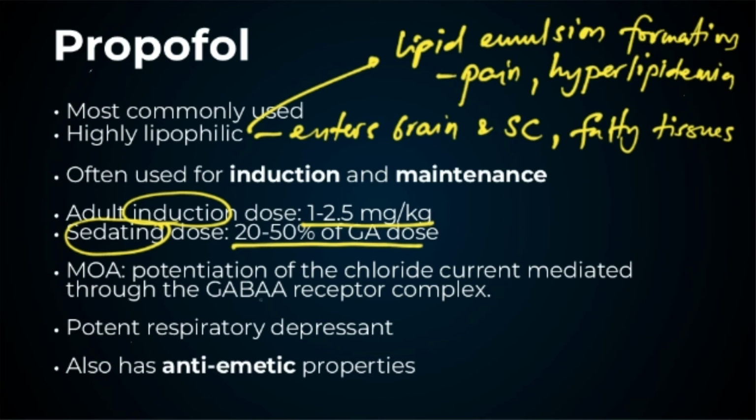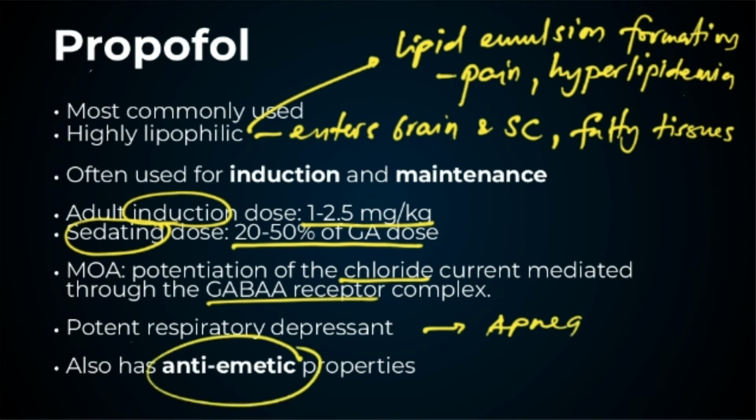So, the presumed mechanism of action of propofol is through the potentiation of the chloride current mediated through the GABA A receptor complex. Propofol is a potent respiratory depressant, and it can cause apnea if you give more than what is needed. Propofol also has antiemetic properties, so this can also be given to prevent or to treat vomiting.